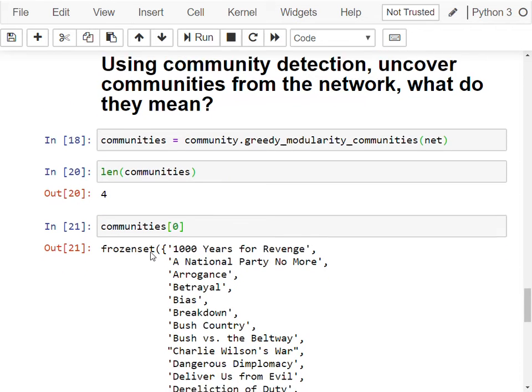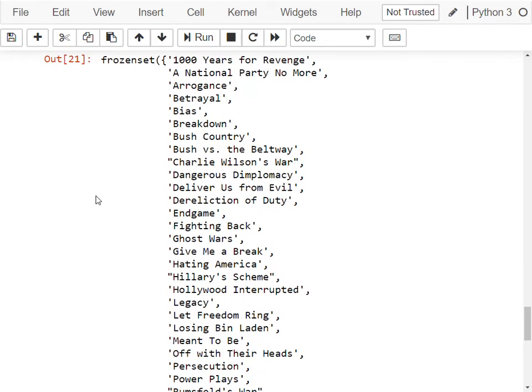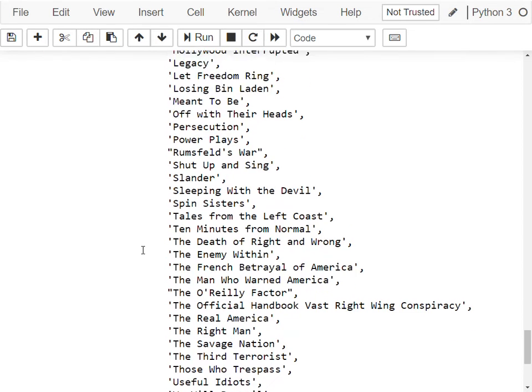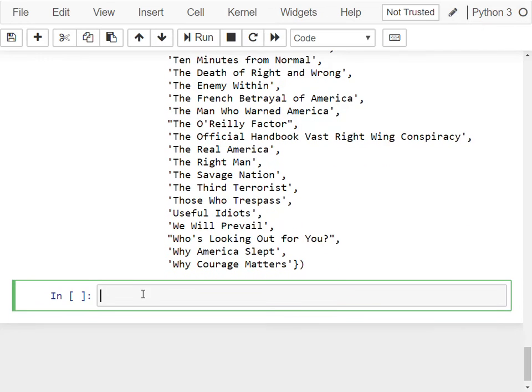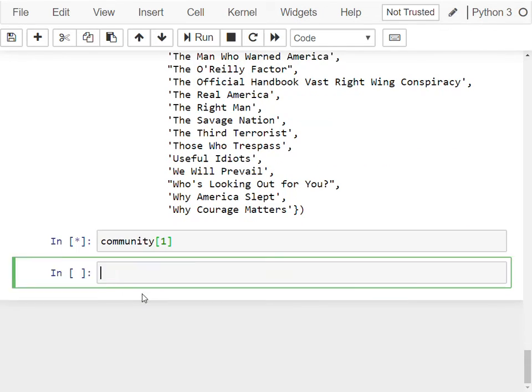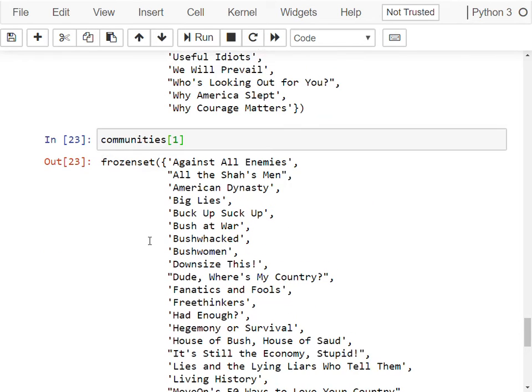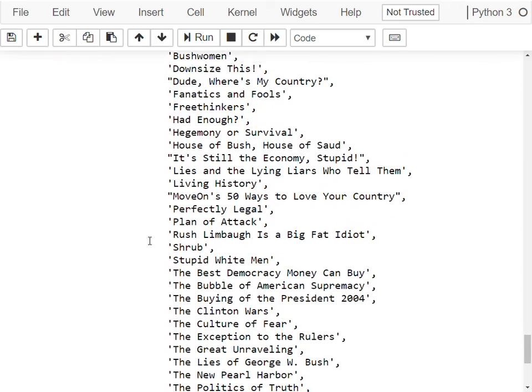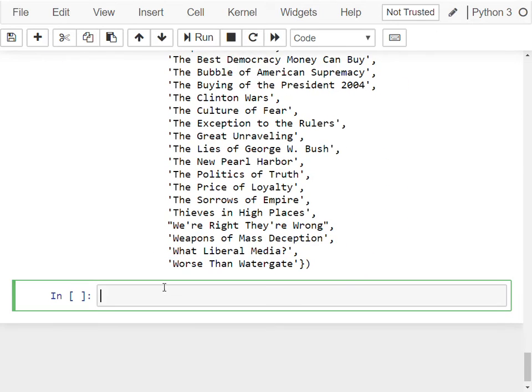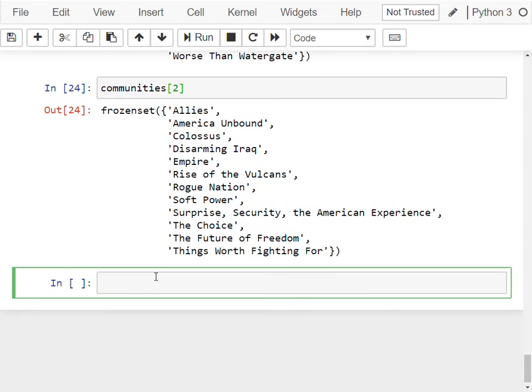This is the first one, and we can scroll through it. We can take a look at the titles of these books. And again, we need to have some background understanding of what's going on in order to try to label these clusters meaningfully. Let's take a look at this one. Communities 1. Communities 2. And finally, Communities 3.